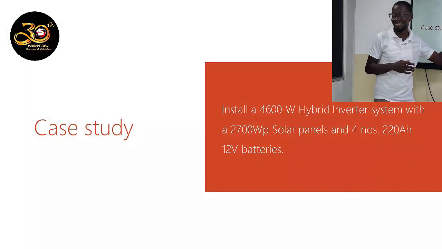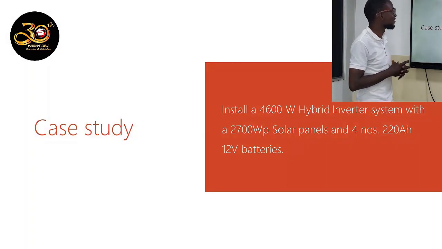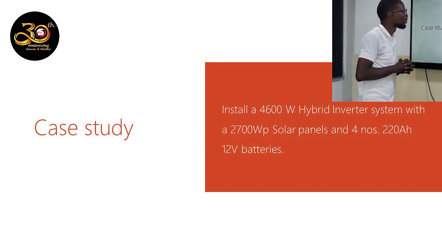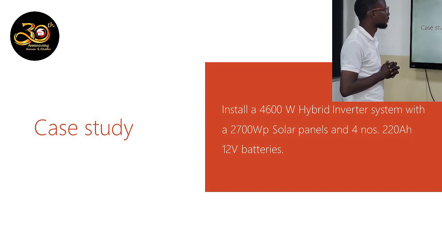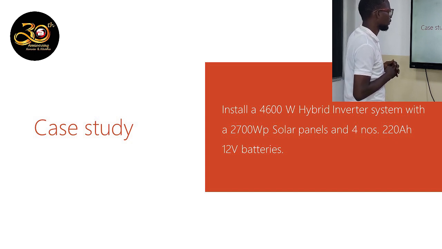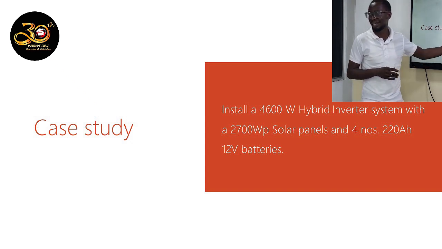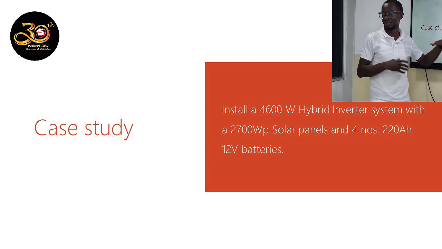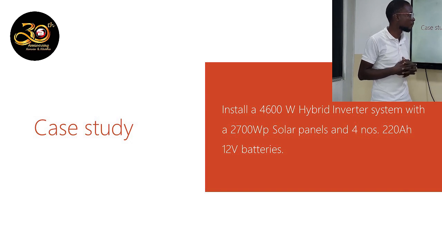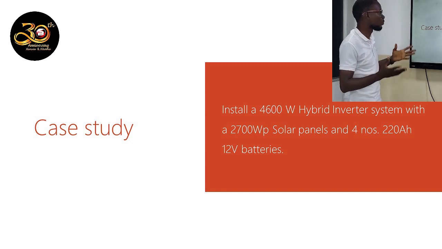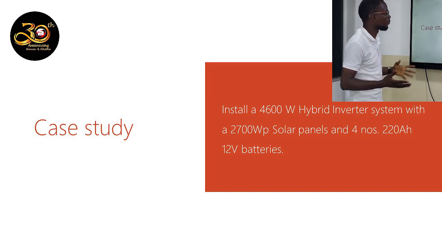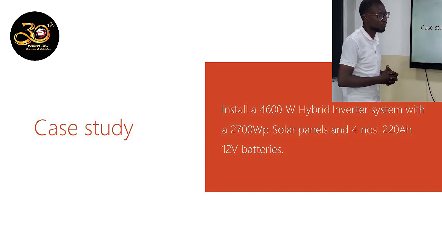So in this case, are we assuming anything? Okay. So install a 4,600 watts hybrid inverter system with 4 batteries, 12 volts. Okay. Now the question here is, it's just to install. If we're installing, tell us the process. What and what we need to do. How are you going to connect it? Yes, how are we going to connect it? Okay, I'm going to get my inverter.